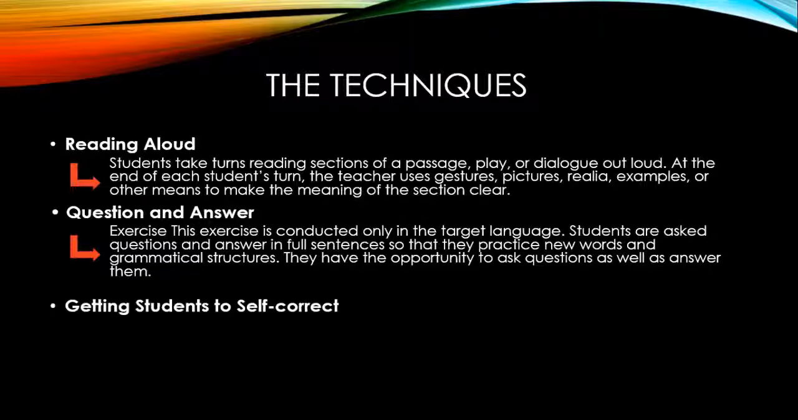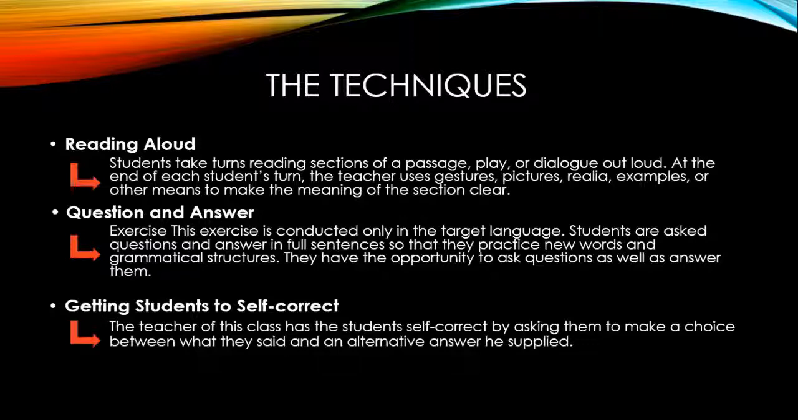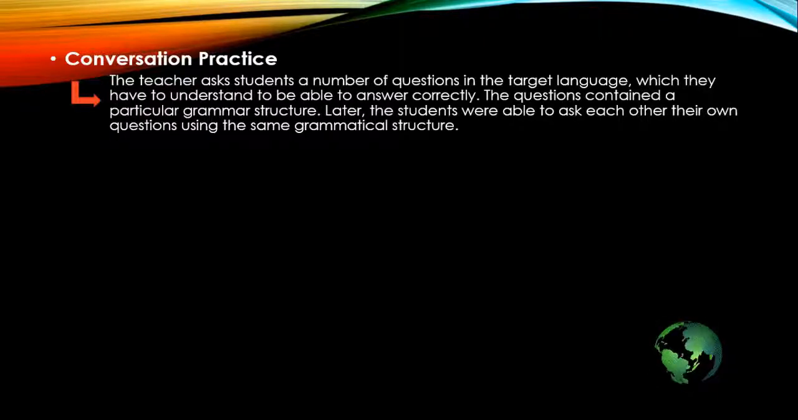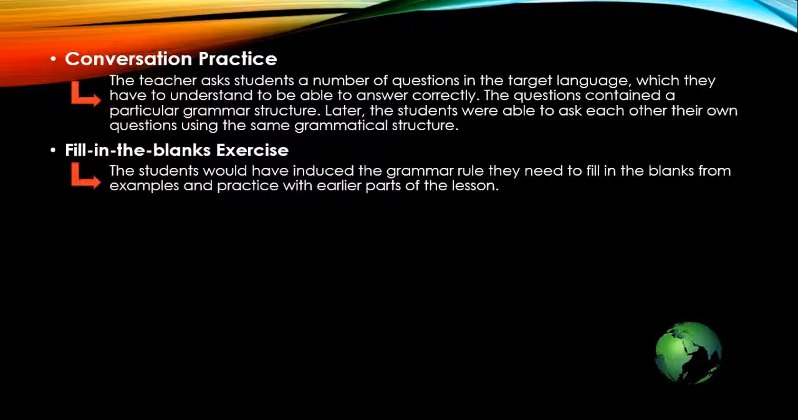Getting students to self-correct. The teacher of this class has the students self-correct by asking them to make a choice between what they said and an alternative answer he supplied. Conversation practice. The teacher asks students a number of questions in the target language, which they have to understand to be able to answer correctly. The questions contain a particular grammar structure. Later, the students were able to ask each other their own questions using the same grammatical structure. Fill in the blanks exercise. The students will have induced the grammar rule they need to fill in the blanks from examples and practice with earlier parts of the lesson.